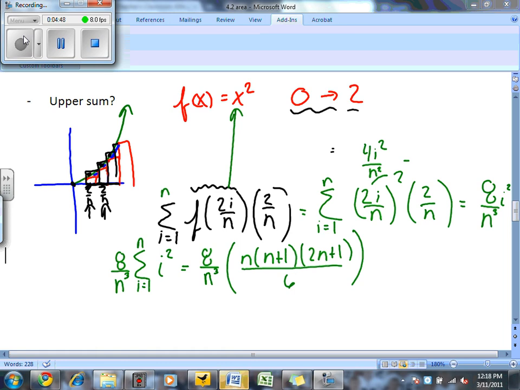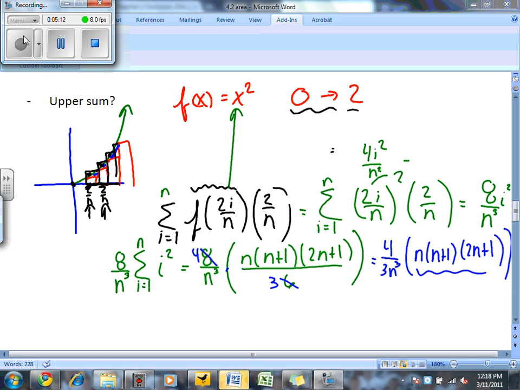All right, so we're multiplying these two together. We might as well cancel this out and it becomes a 4, and this becomes a 3. If I pull that out, I'll have 4 over 3n cubed times n times n plus 1 times 2n plus 1. The next logical step then is to FOIL all this out and simplify. After I FOIL it out and combine like terms, I'm going to get 4 over 3n cubed times 2n cubed plus 3n squared plus n.